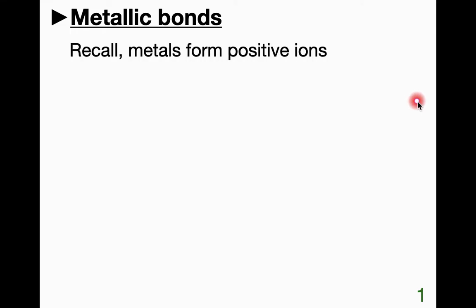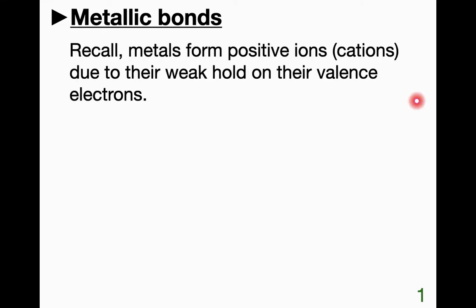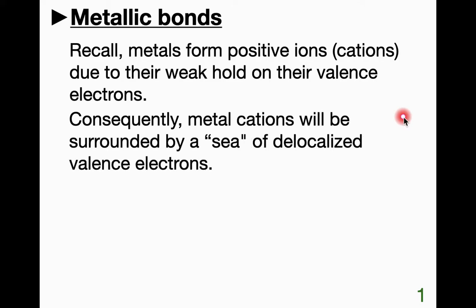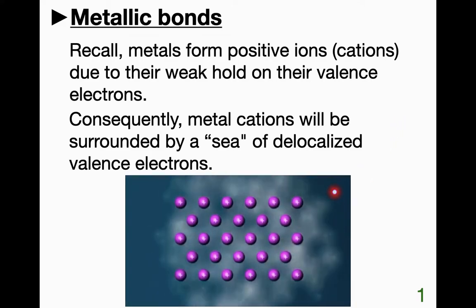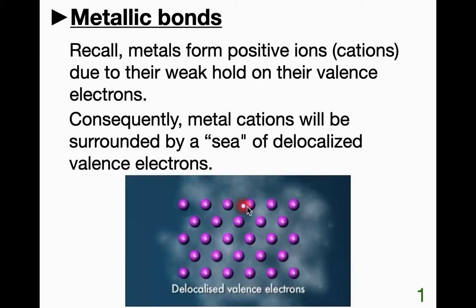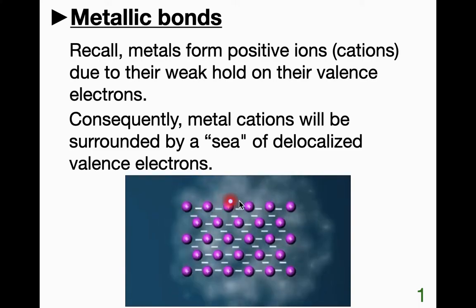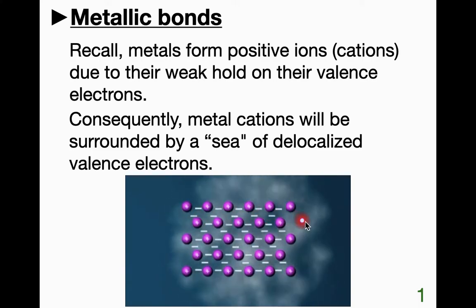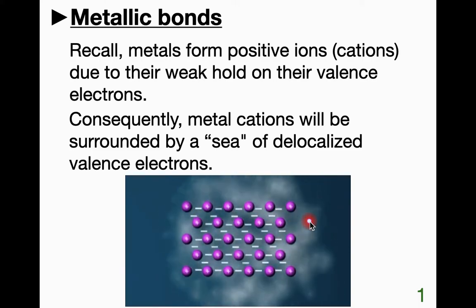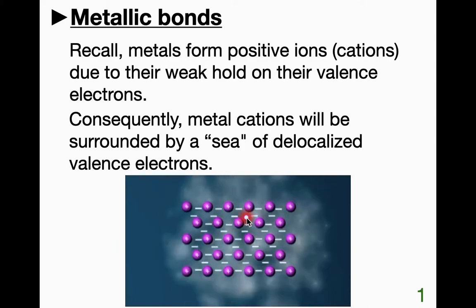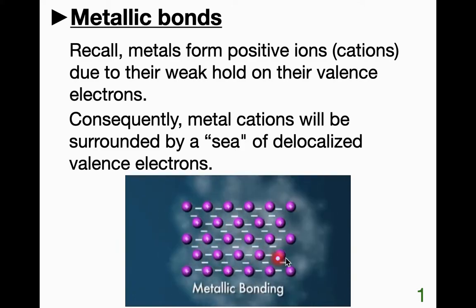Metallic bonds. Recall, metals form positive ions, cations, due to their weak hold on their valence electrons. Consequently, metal cations will be surrounded by a sea of delocalized electrons. So in this animation, we have the metal cations, which are the little purple spheres, and the little cloud that's moving around are the negative electrons. So that's what we refer to as a sea of electrons. They are freely moving between the metal cations.